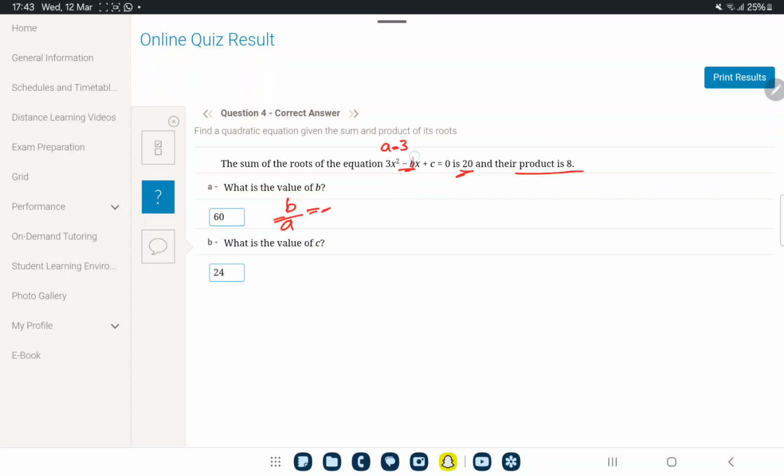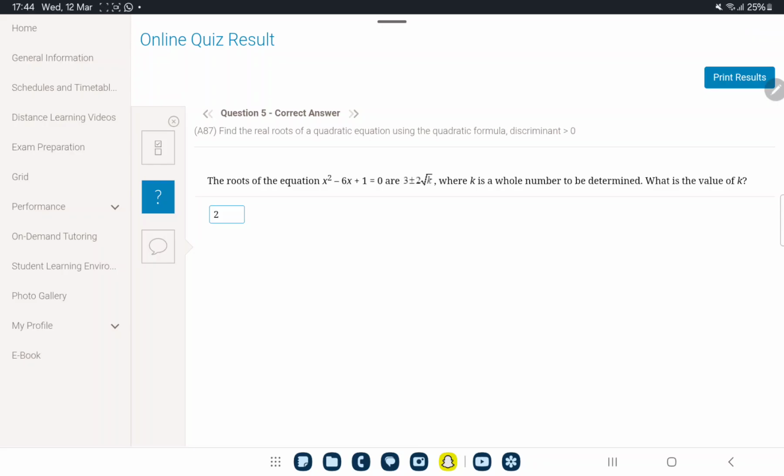We get b here, it is already negative, so we add another minus, minus b over a, a is 3. The minuses cancel, and the sum is 20. Cross multiply, you get b equals 20 times 3 equals 60. And then for c, the rule for the product is c over a equals the product, and the product is 8 and a is 3. You cross multiply, you get c equals 8 times 3 equals 24.